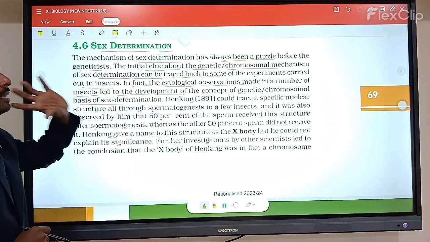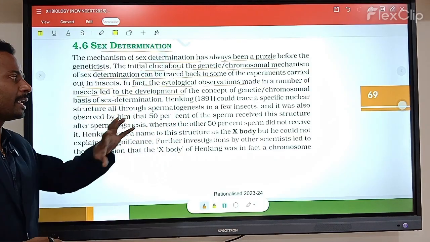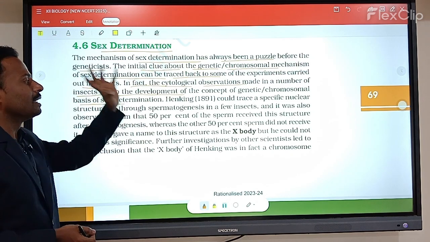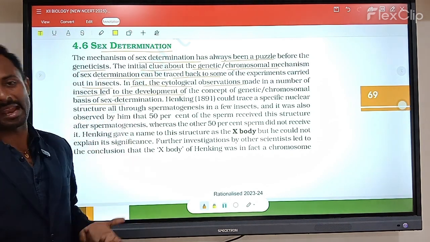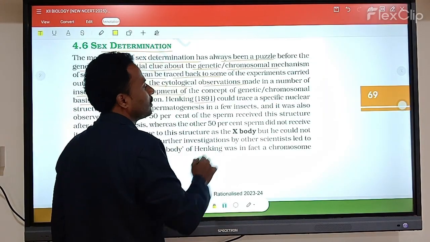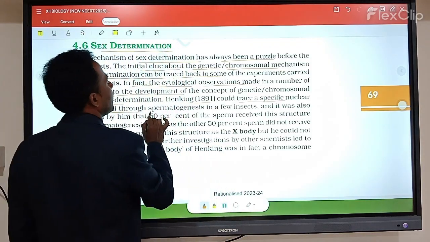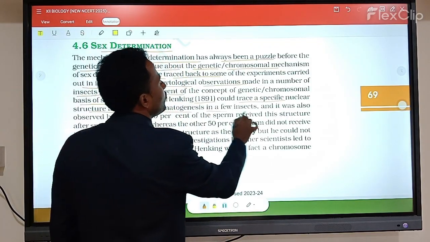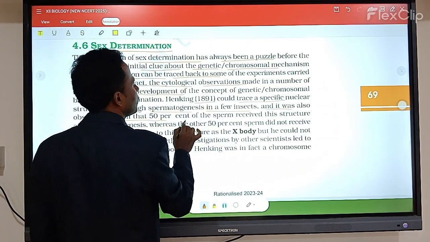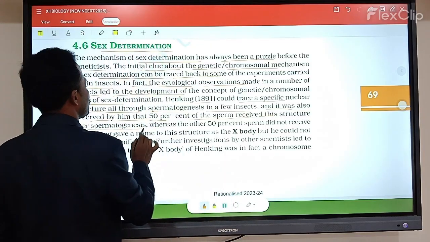So here, the different chromosomal mechanisms show different expressions depending upon the genes and how the chromosomes behave; automatically they show their characters. Henking, in 1891, could trace a specific nuclear structure through spermatogenesis in a few insects, and he also observed that 50% of the sperms received this structure after spermatogenesis.